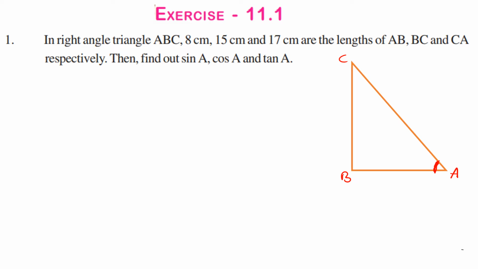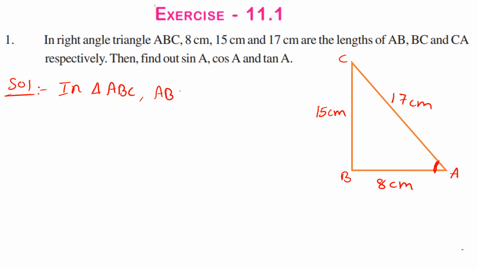They have given the length of BC as 15 centimeters, right? AB is 8 centimeters, and the hypotenuse is given as 17 centimeters. Now write the solution here. In right angle triangle ABC, AB equals 8 centimeters, BC equals 15 centimeters and CA equals 17 centimeters, right?